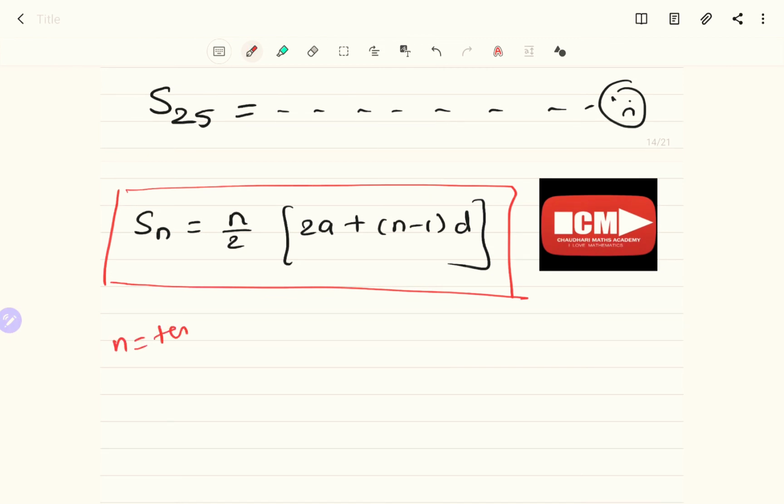n means the term given. If they say S7, n in this case is 7. If they say S9, that is the sum of 9 terms, then n is 9. If they say sum of 7 terms, then n is 7. If they say S3, that indicates the sum of 3 terms. So n in this case is 3. So right, n is all about the term they mention. a is nothing but the first term of AP and d is nothing but the common difference.